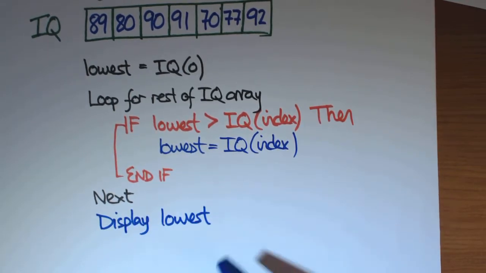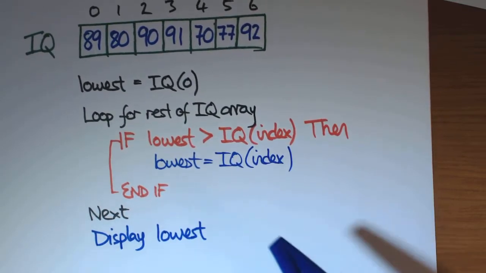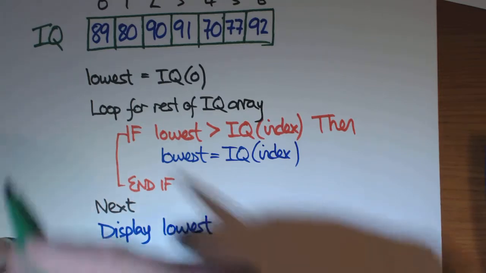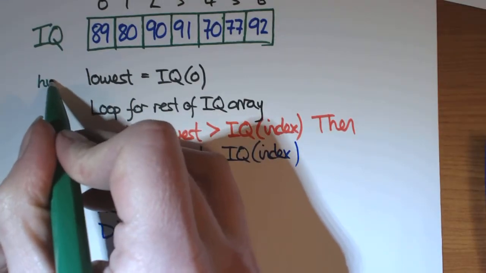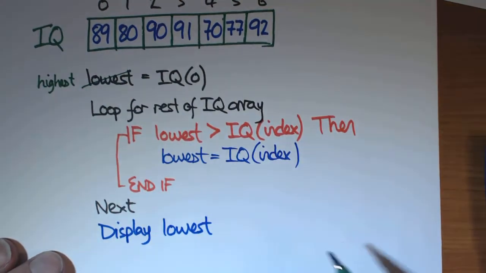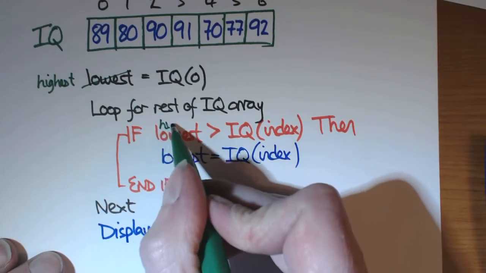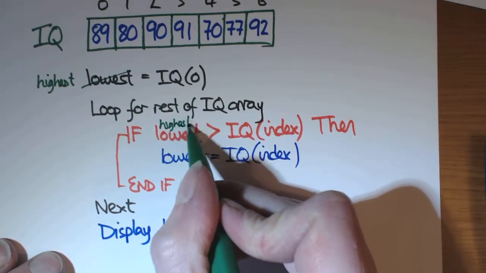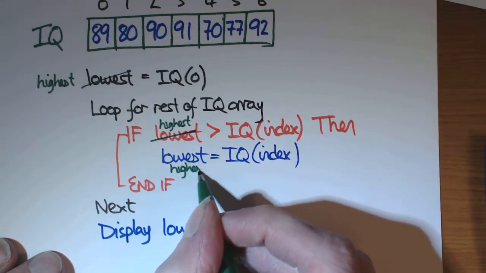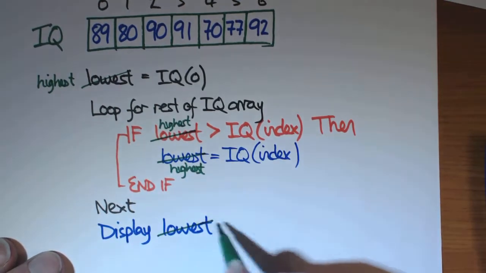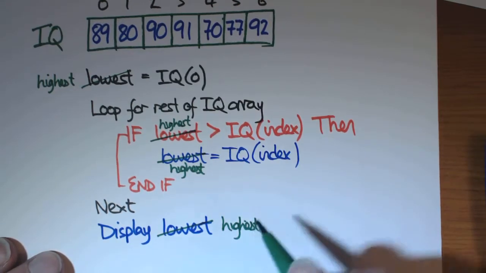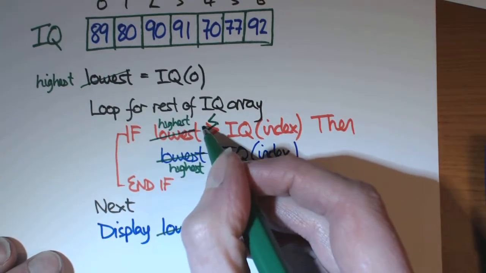Now, say they wanted you to change it, so you're not wanting the lowest, you're wanting the highest. What you'd have to do is call that highest. So you'd have to score that out and change that to highest. So you'd have to change the variables to highest, obviously change that to highest. So every time you saw lowest, it's now highest. Same with that. And there's one other wee change, in which you change the direction of the sign.